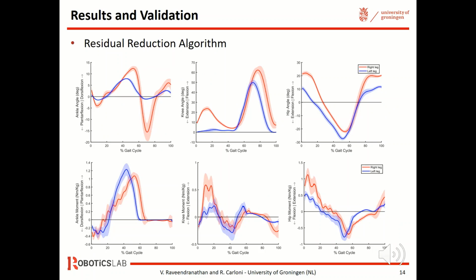These are the results after performing the residual reduction algorithm on the scaled model. It can be noticed that there are no significant changes in the joint angles. However, there are some small changes in the joint moments. It is due to the change in the model mass.